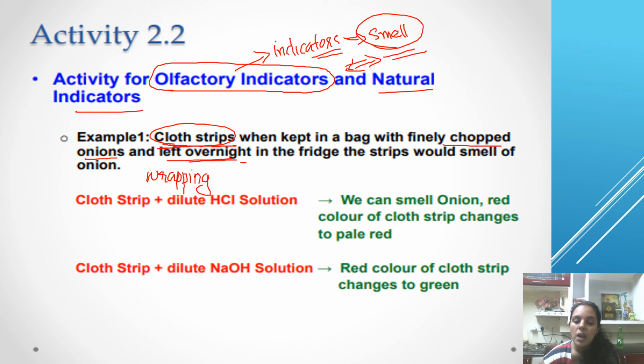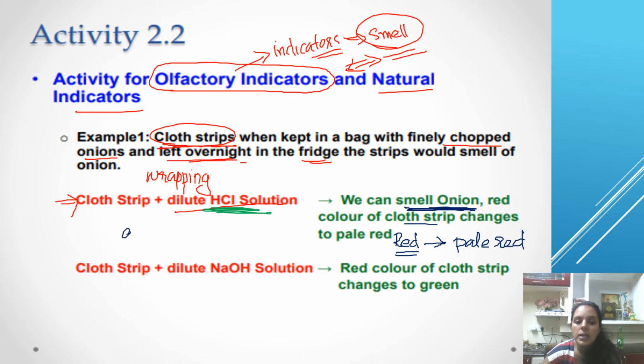Clear? After I put it in the fridge overnight, I take the cloth strip the next morning, and now I'm going to add some dilute hydrochloric acid. What is the inference here? The smell of the onion regains, and also the red color of the strips changes to pale red. The red color of the cloth strip just changes to pale red.